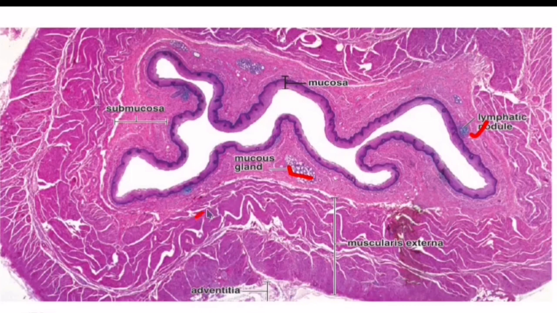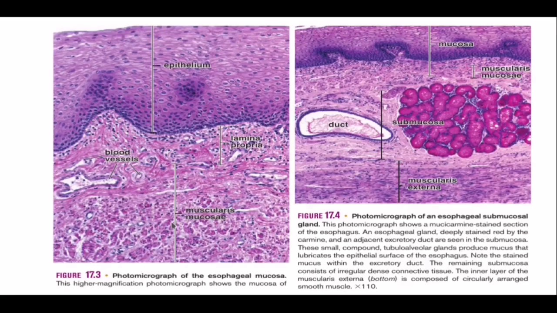We have the inner circular layer, this one, and then we also have the outer longitudinal layer. Then for the covering, this time we have adventitia, right? So the fact that we have adventitia tells us that this section was taken from the thoracic part of the esophagus. Okay, so now let's look closer at the esophageal mucosa.